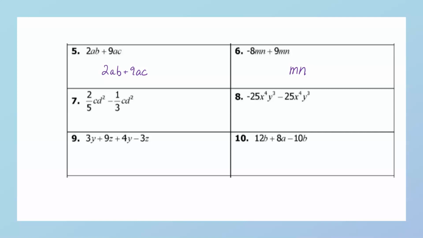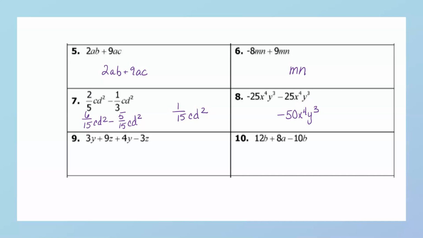2/5 CD minus 1/3 CD. You have to make those into 15ths. So this becomes 6/15 CD squared minus 5/15 CD squared. And then you can add those together, or subtract them, sorry. So 6 minus 5 is 1/15 CD squared. So negative 25 x to the 4th y cubed, those are like terms, so we're going to add negative 25 and negative 25 to be negative 50 x to the 4th y cubed.